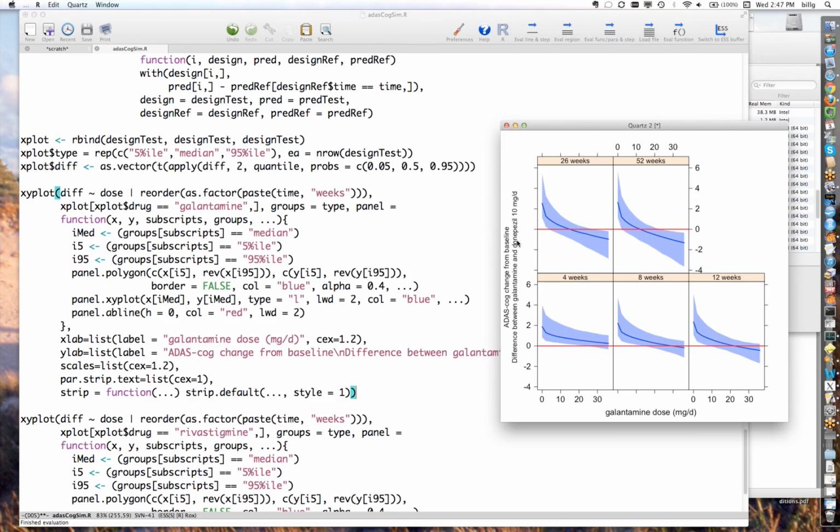And again, we're looking at these differences. And here I've just put in the 0 as a reference point, and I didn't overlay which is better and which is worse. But in this picture, going down corresponds to galantamine being better. Going up, or above that line, corresponds to donepezil being better.